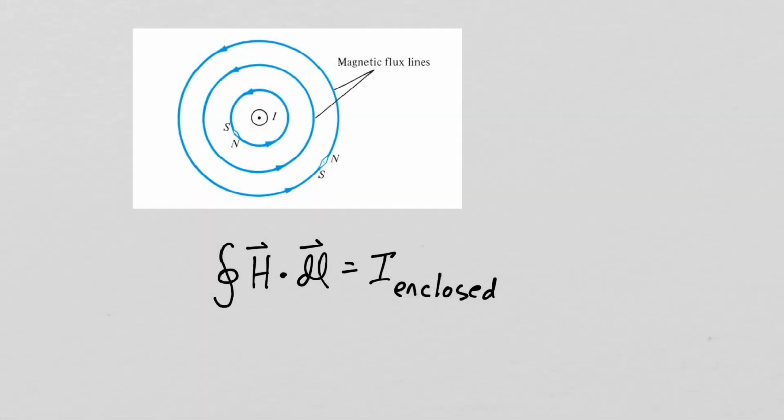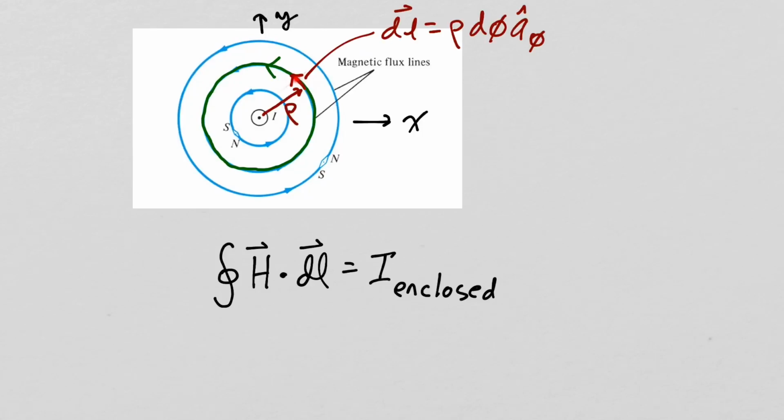Let's see how we can quickly get the magnetic field intensity of an infinite line of current using Ampere's circuital law. Let's position the current flowing along the z-axis, and let's pick a circle for our Amperian loop, and we will integrate in the a sub phi direction. So dl along our Amperian loop will be rho d phi in the phi direction.